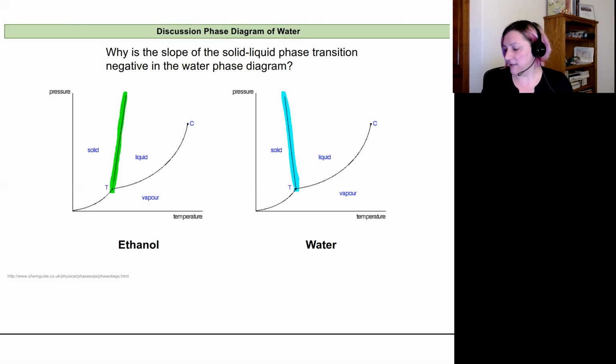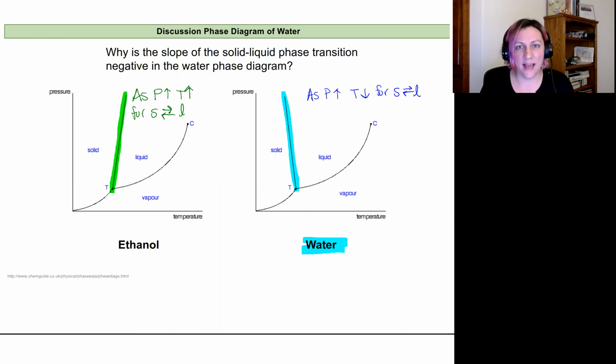So what that really means is that as you increase your pressure for your water sample, the temperature at which solid water melts or liquid freezes gets smaller. So as your pressure increases, the temperature decreases for that phase change. Now, for all other compounds, as that pressure increases, the temperature increases as well for that phase change. And that's the really big difference here between water and, in this case, ethanol, but anything else.